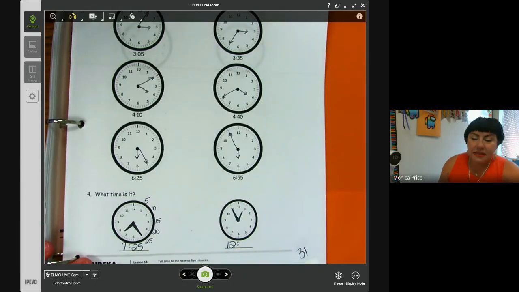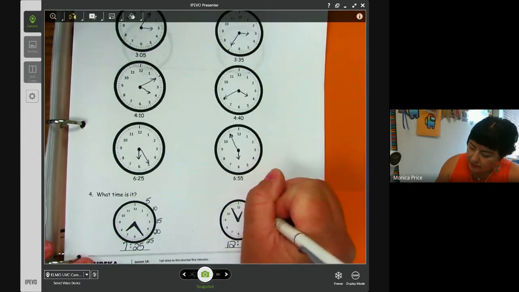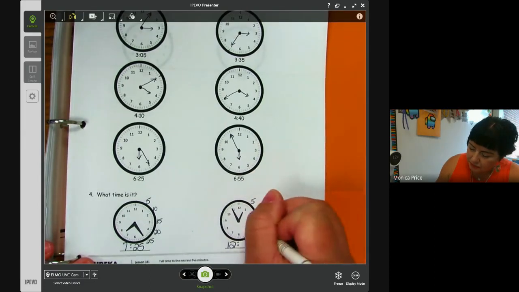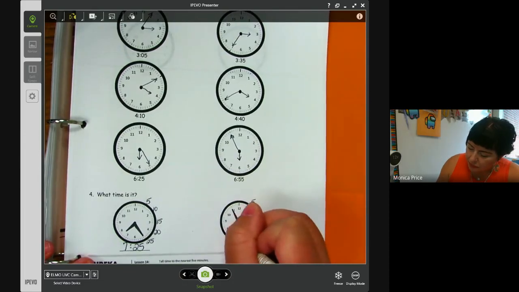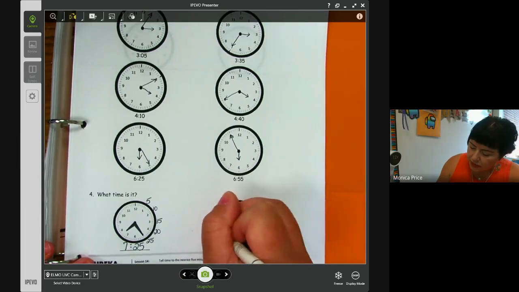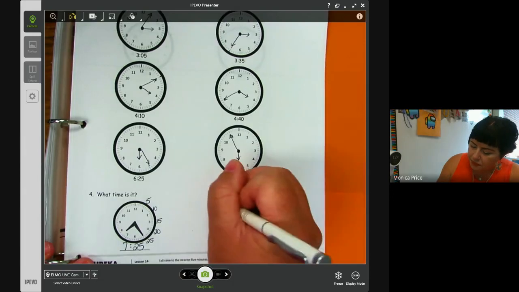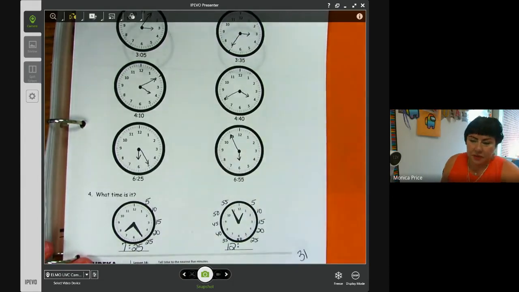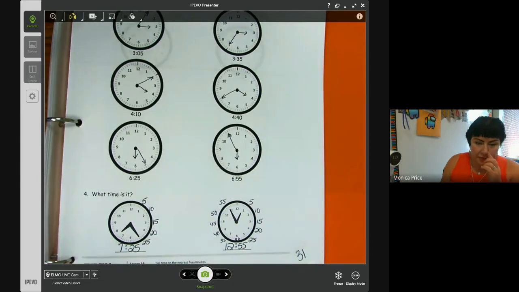And get ready, catch your breath, because we're going to count by 5s all the way around, almost. So let's begin. I'm going to mark them on the side too. 5, 10, 15, 20, 25, 30, 35, 40, 45, 50, 55. Okay, so the answer here is 12:55.